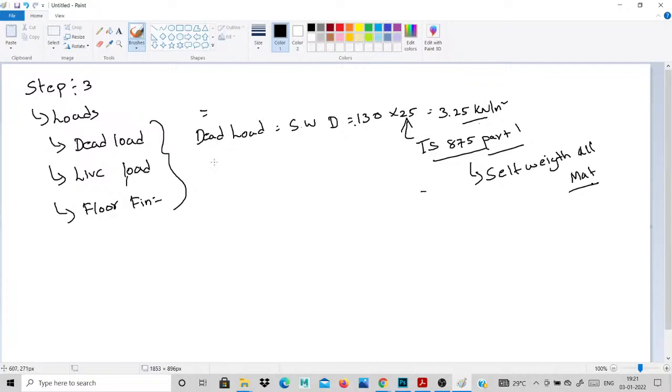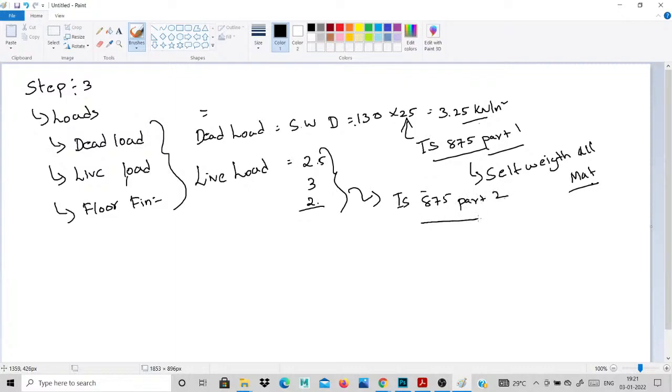Then the next one is live load. The live load is different for different slabs. My floor slab is 2.5, my corridor is 3, my room is 2. Then how to identify my live loads? Refer to the code book IS 875 part 2, especially for live load.